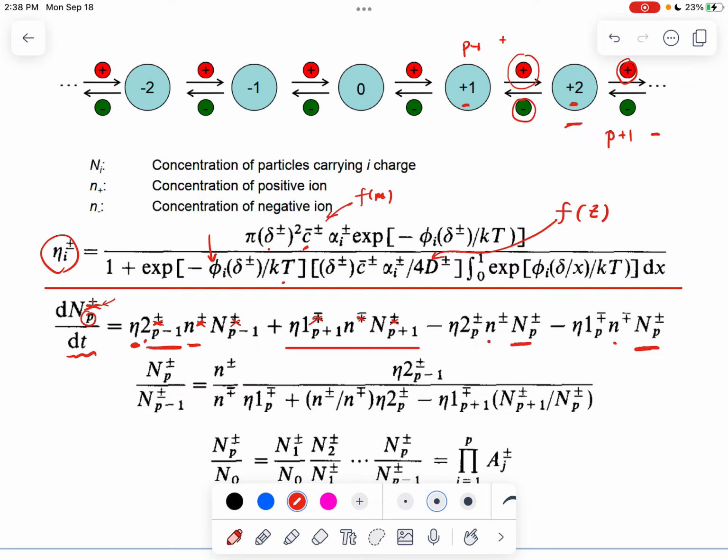And further, I should mention here that the 2 and 1 just represent repulsion and attraction. So 1 is attraction, and 2 is repulsion.